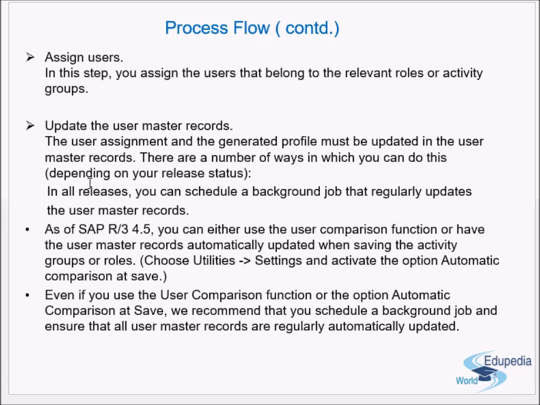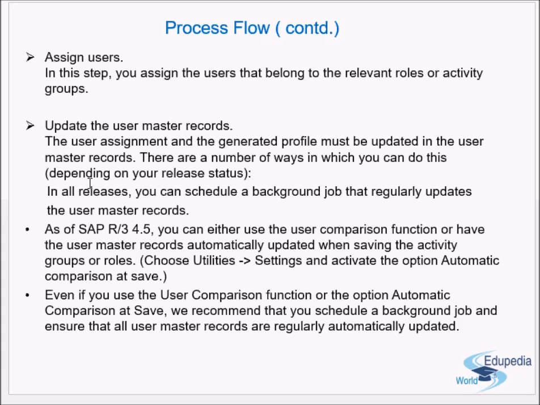Next, you assign users. Now, update the user master records. The user assignment and the generated profile must be updated in the user master records. Now, you have selected these users, you have saved in PFCG, and you have generated the profile. Now the users should be adjusted with these roles and these authorizations.